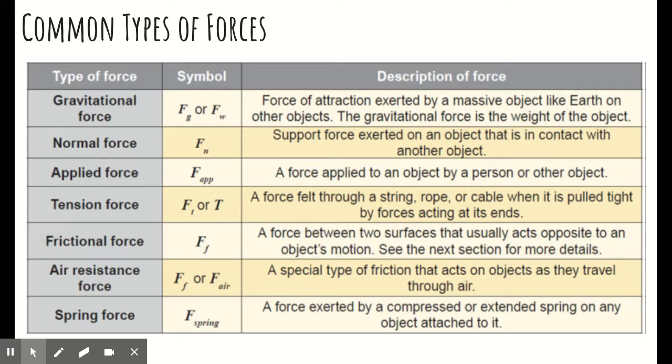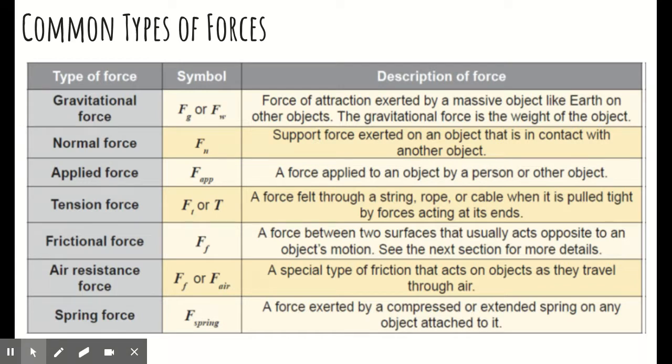Normal force and gravity are going to be involved in everything. They will always be there unless it says specifically to remove gravity. So normal force will always be opposite of gravity. Applied force would be F and then APP, or FAP. That's going to be your applied force. So anything that is pushing the object in a direction, it's being applied to an object. Tension force is either Ft, or you could use a capital T. We'll talk about this a little bit more later in the unit when we start talking about pulleys and things. But this is going to be the force felt through a string or a cable when it's pulled tight at the ends.